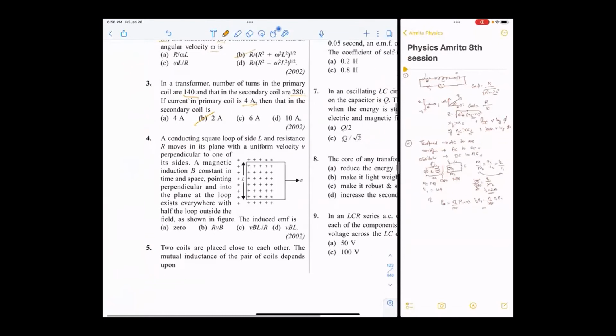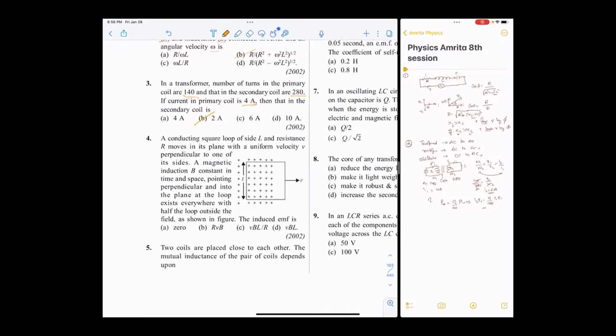Fourth one. A conducting square loop of side length L and resistance R moves in its plane with uniform velocity V perpendicular to one of its sides. Let this be question number 3. A magnetic induction B, constant in time and space, points perpendicular into the plane. The field exists only within half of the loop, and outside the field, I have shown in the figure.